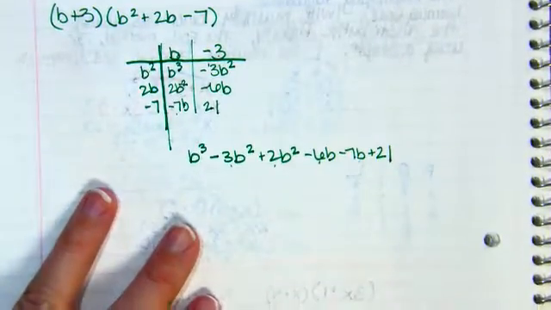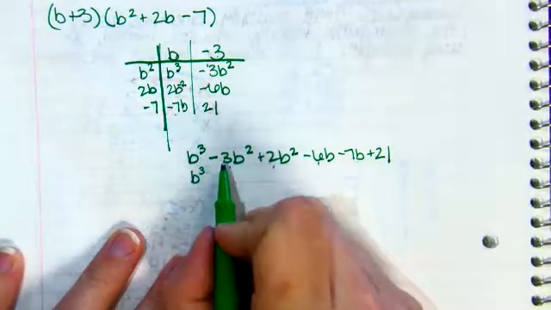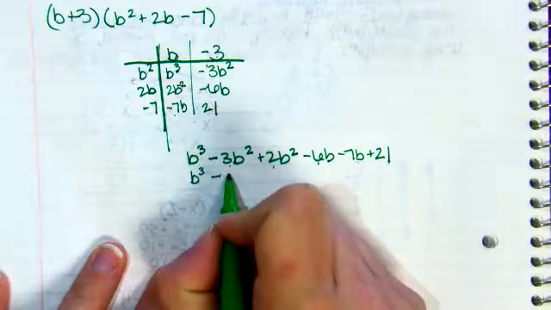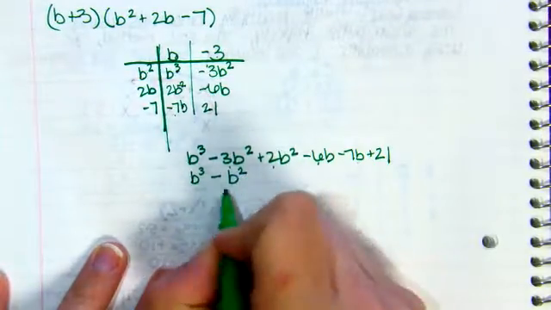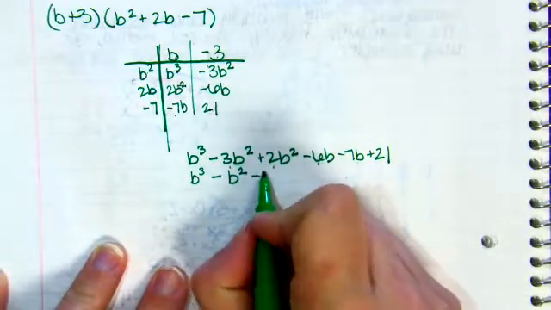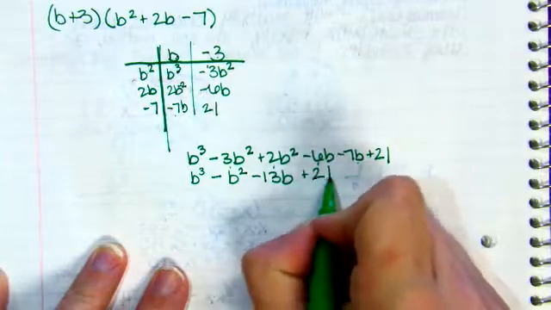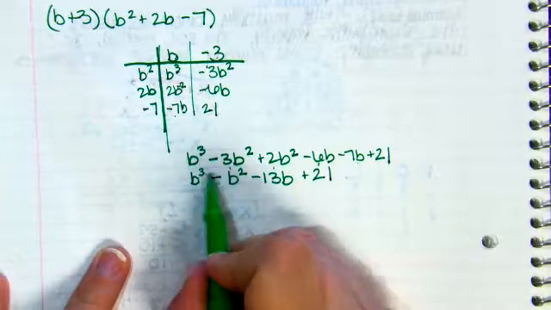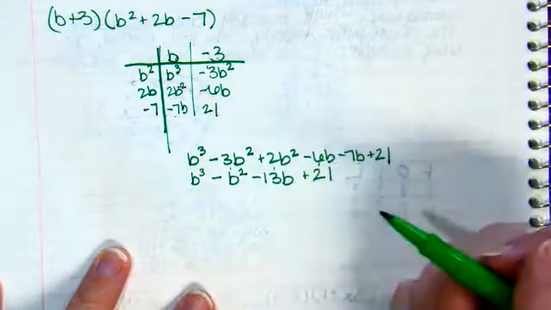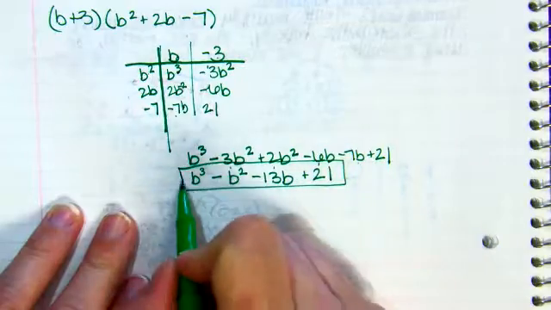So now I just want to combine them. There's only one b cubed term. Then I have negative 3b squared plus 2b squared. Leaves me with a negative 1b squared, or subtracting b squared. Negative 6 and negative 7 make negative 13b. And then I add 21. My exponents go 3, 2, 1. So I don't have any more like terms to combine. And that is my final answer.